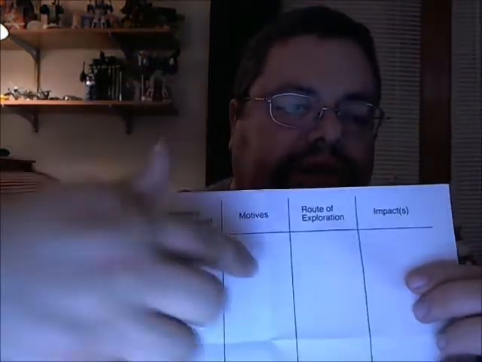Okay, and so these would be laid down on the chart underneath motives. They would just put down any of the motives that fit that person. And again, this is just for practice. Keep in mind, what was the person's motive for going? What was their driving force? And then finally, what impacts they had.